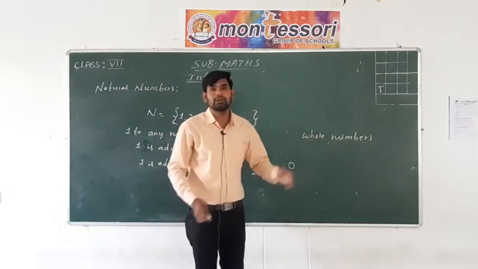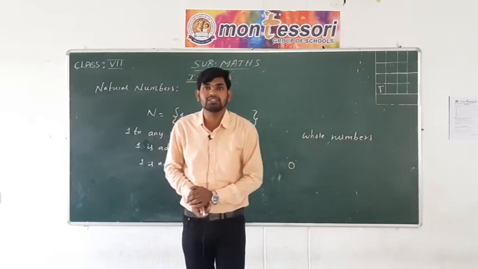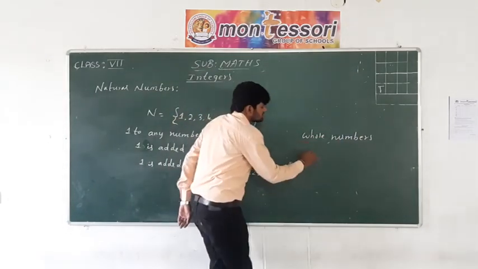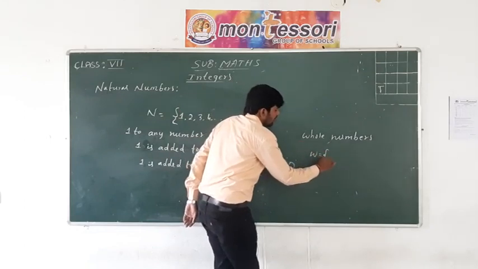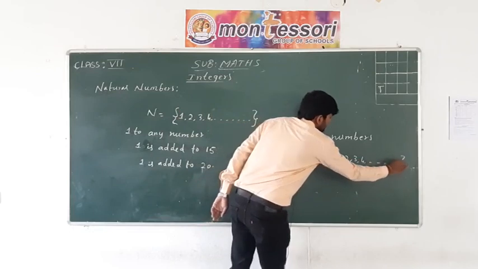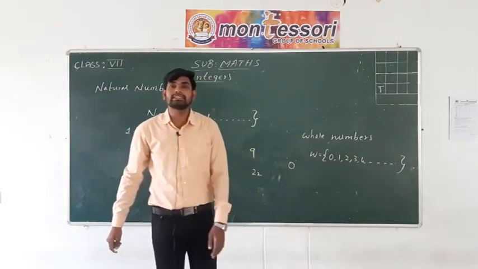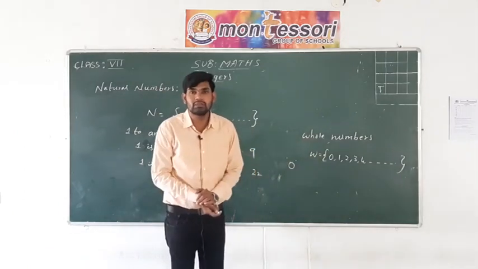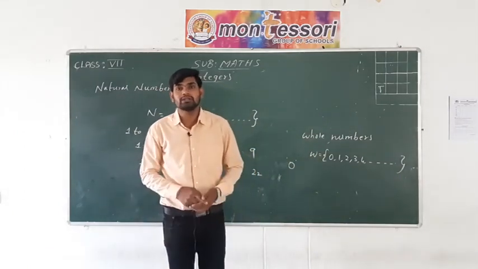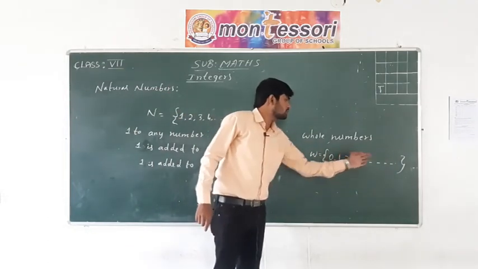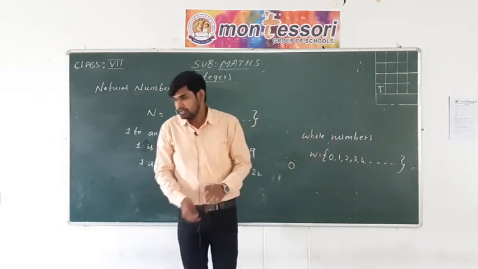Then what about the whole numbers? The collection of natural numbers and 0 together is called the whole numbers. The whole numbers are denoted by capital W: 0, 1, 2, 3, 4 and so on. The smallest whole number is 0. Can you say the greatest whole number? No, we can't say the greatest whole number because it goes on up to infinity.